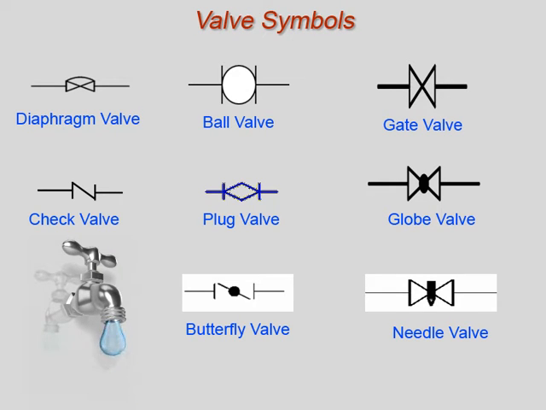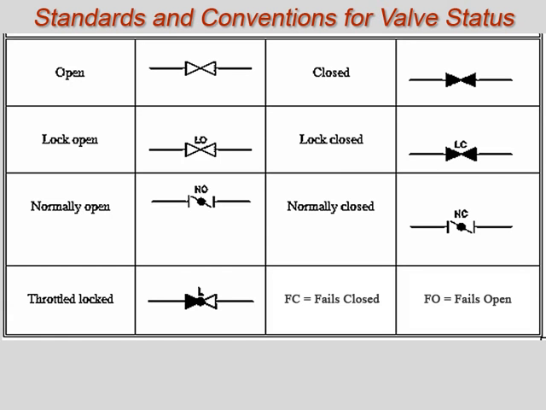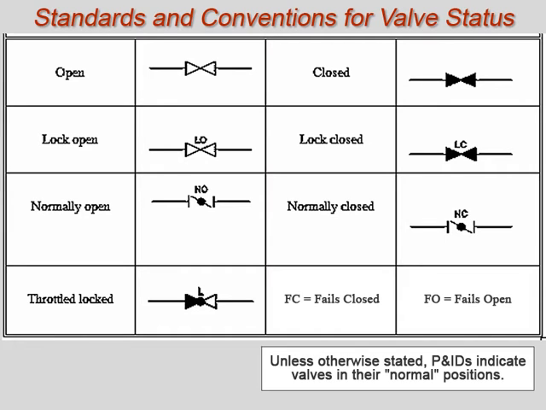They represent various types of valves used in LWO systems. You should be able to determine the type of valve from the drawing symbol for that valve. Now that you recognize the valve symbols, basic conventions are used to denote the valve status and failure modes. Unless otherwise stated, P&IDs indicate valves in what is considered their normal position. This usually indicates the normal or primary flow path for the system.